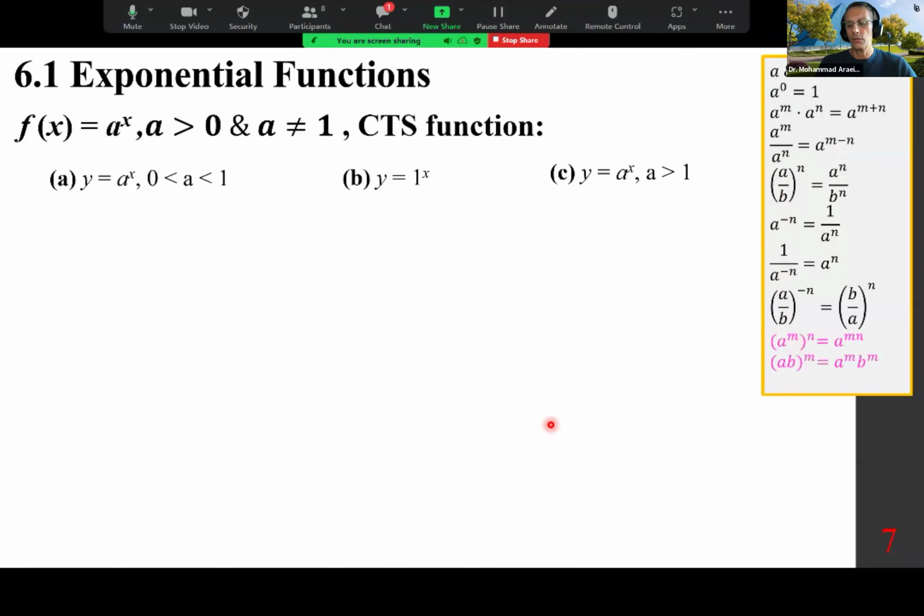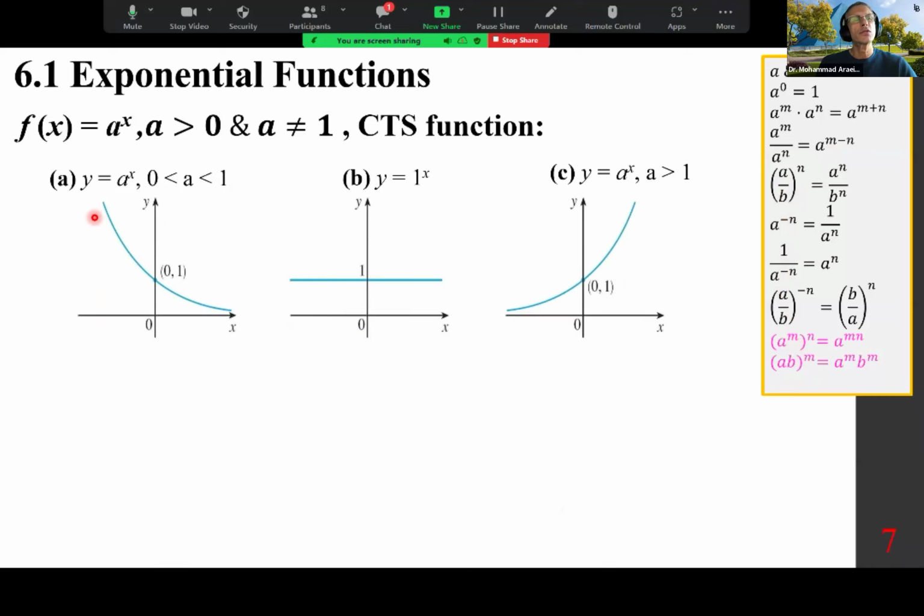So if we look at these three, here's the graph. The first one, y equals a to the power of x, and a is between 0 and 1. The last one, c, a is larger than 1. So this is exponential growth. This is exponential decay. If you choose the base to be 1, you don't have an exponential function. What do you have? A horizontal line.